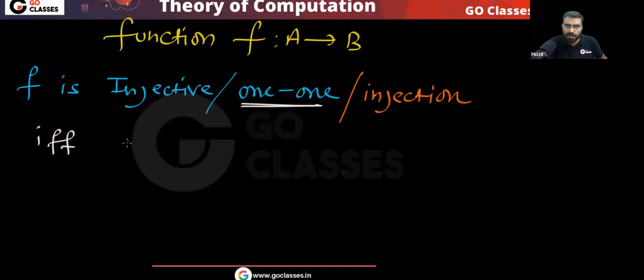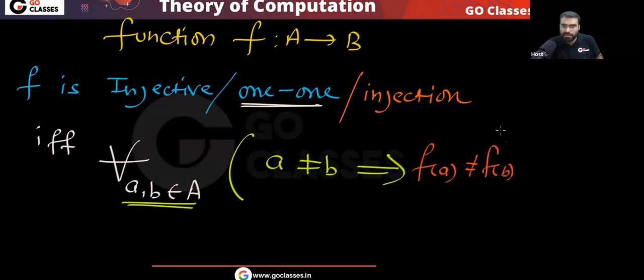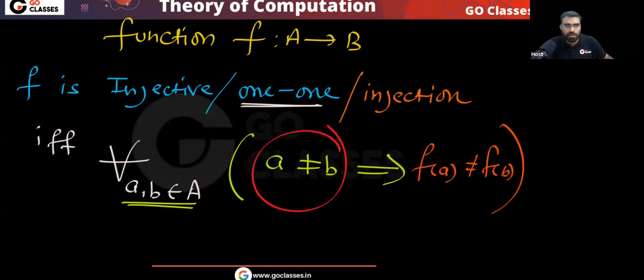What must happen? Very simple. If and only if for all a, b in the domain, if a is different from b, then their images also must be different. Different elements have different images. Yes or no? Is this clear? Please tell me. When can I say this function is injective? If and only if whenever you have two different elements, their images also must be different.